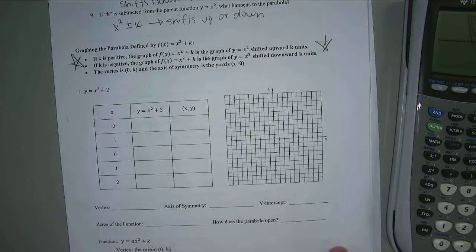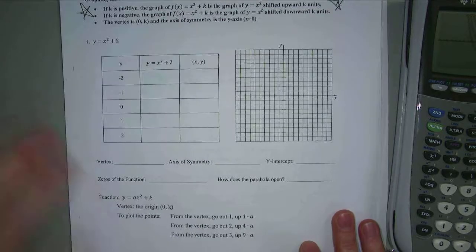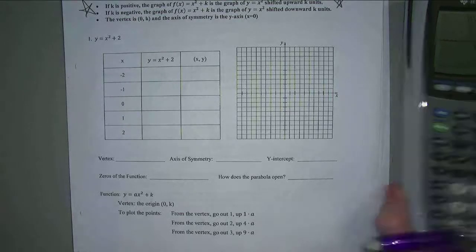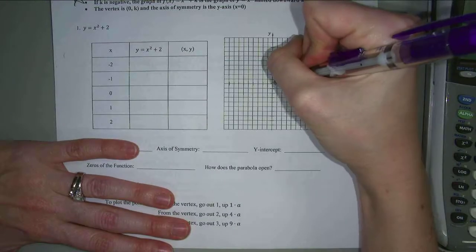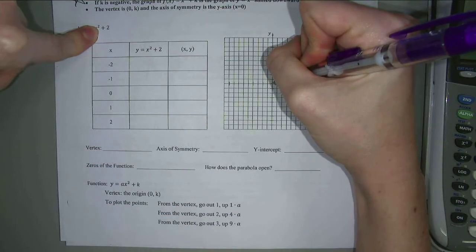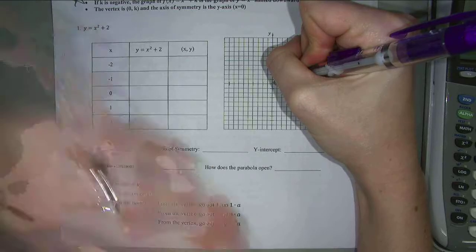So this is what I wanted to show you guys, is we have this chart, but guess what? We can do this whole graph without using the chart. So let's try it, all right? So where is our vertex usually for a parent function? 0, 0, but what's this plus 2 going to do to our function? Move that vertex to what? Yep, so it's going to be right there.